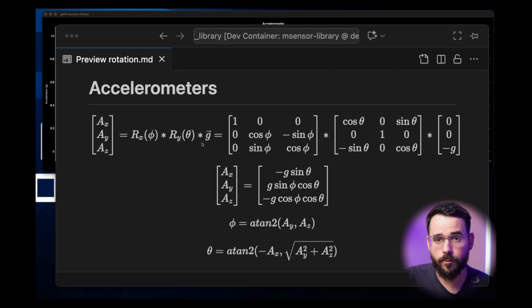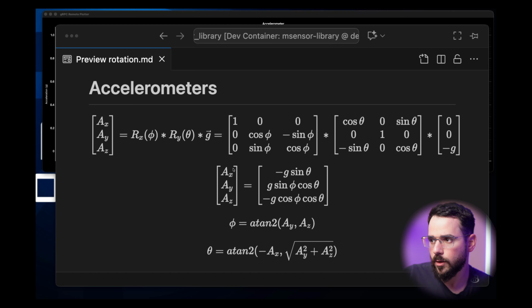And that influence accepts two rotations, and neither of those rotations involve the yaw angle, so the angle around the gravity vector. And this is how it looks. So first we do a rotation around Y, then we do a rotation around X. These are the standard rotation matrix equations, and here we have the gravity vector.